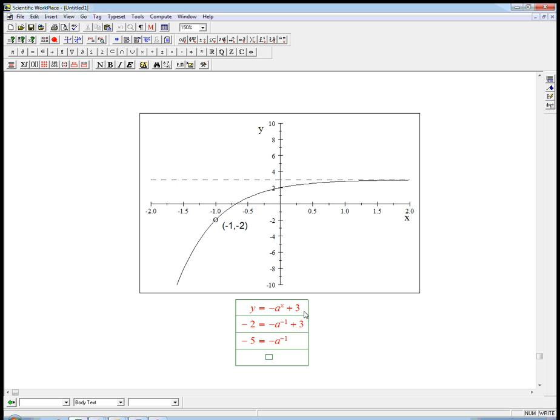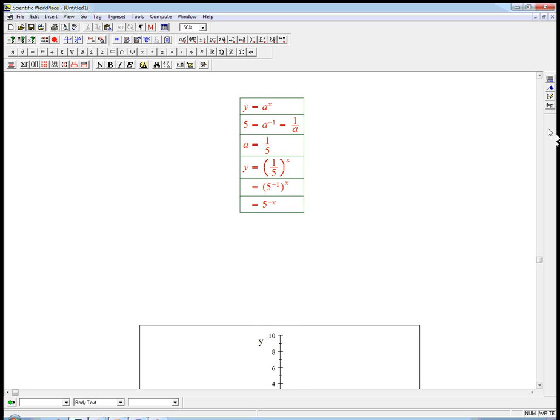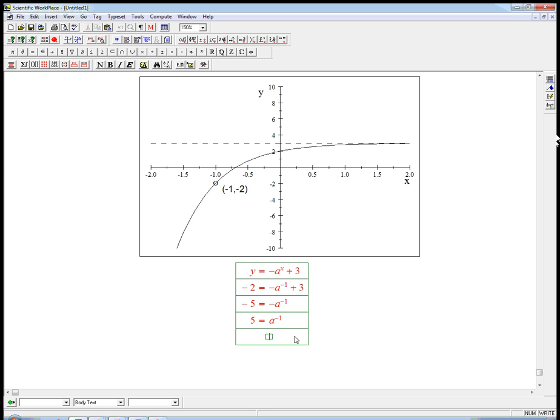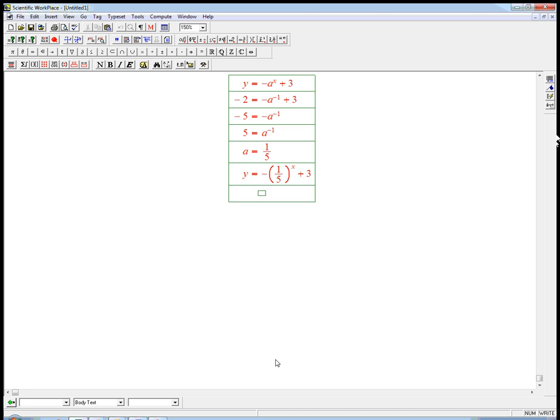Hey, look. Again, 5 equals a to the minus 1. I purposely made it a flipped and shifted version of this guy. And so we just have a equals 1/5 again. And so we could write it either as y equals minus, that minus on the outside flips it upside down, and then 1/5 to the x, and then plus 3. Or, if we like negative exponents better, which people often do, minus 5 to the minus x plus 3.